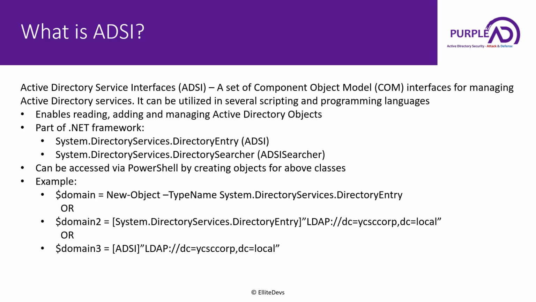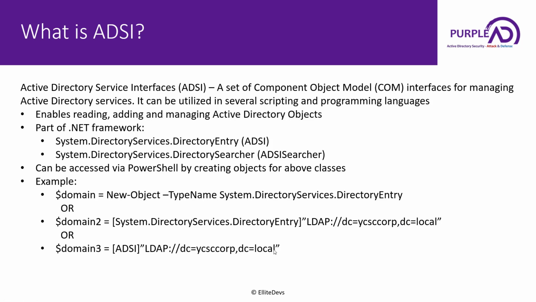Another way to create an ADSI object is to use typecasting. So basically you create a new object and then typecast it with this class, which is system.directoryservices.directoryentry. And this is the argument you pass to this object, which is the LDAP path to the domain you want to connect to. In our case, it is dccorp.local.